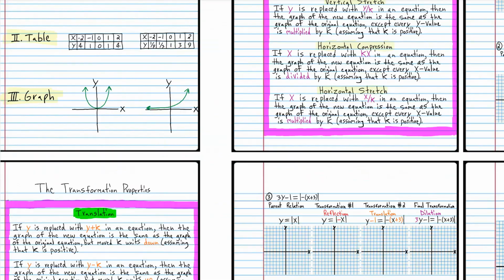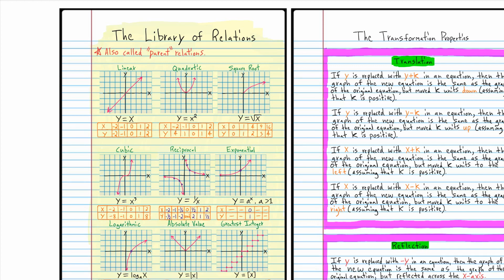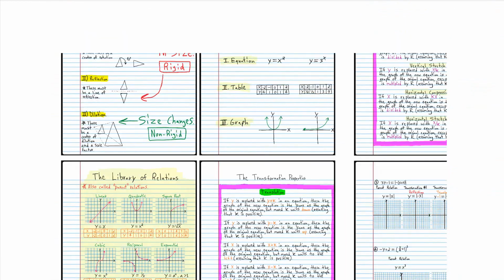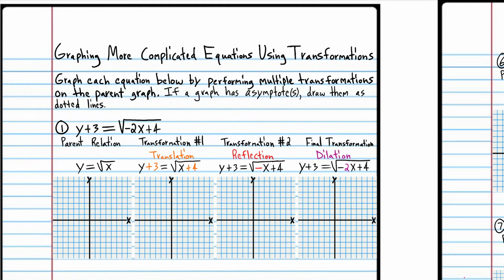Now, in the previous classes, we demonstrated transformations by starting with the parent relations. And in each problem, we demonstrated one transformation. We did translation in one problem, and then we did reflection in another problem, and then we demonstrated dilation in another problem, so on and so forth. But today, we're going to do problems that are going to demonstrate all three of those transformations that we've studied. So in this problem, we're going to need translation, reflection, and dilation.